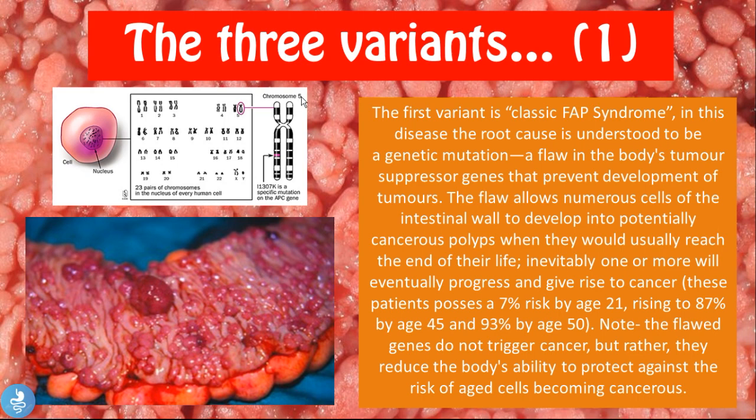So just to recap again, the first variant, or classic FAP, is caused by the mutation on chromosome 5 on the long arm, which is the Q arm, and is a mutation of the APC gene. And in this type of FAP again, we have the development of these thousands and thousands of polyps, which are adenomatous, and they have the ability or the progression towards becoming cancerous. And as you can see here, one is growing quite fast and has a high prognosis towards malignancy.